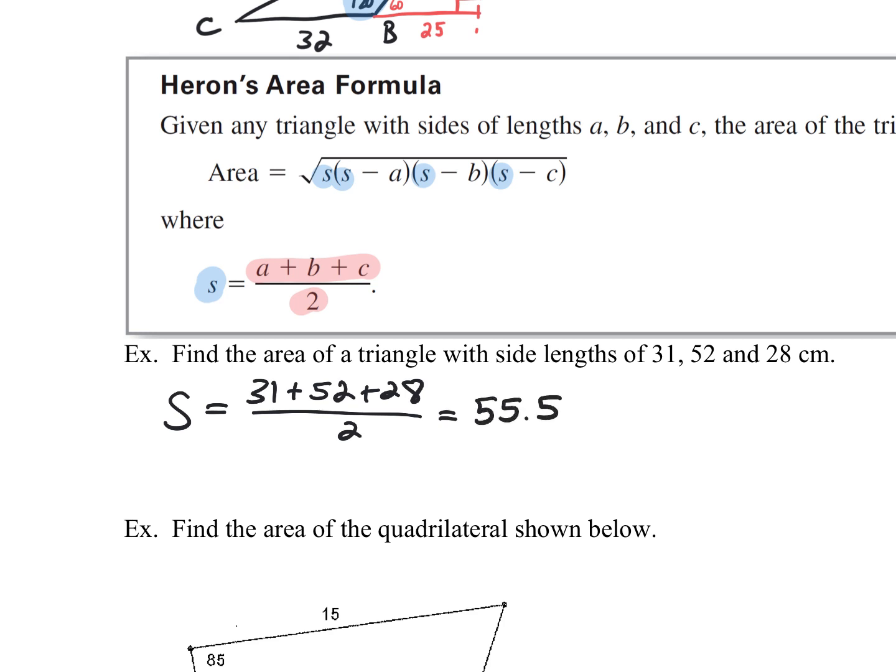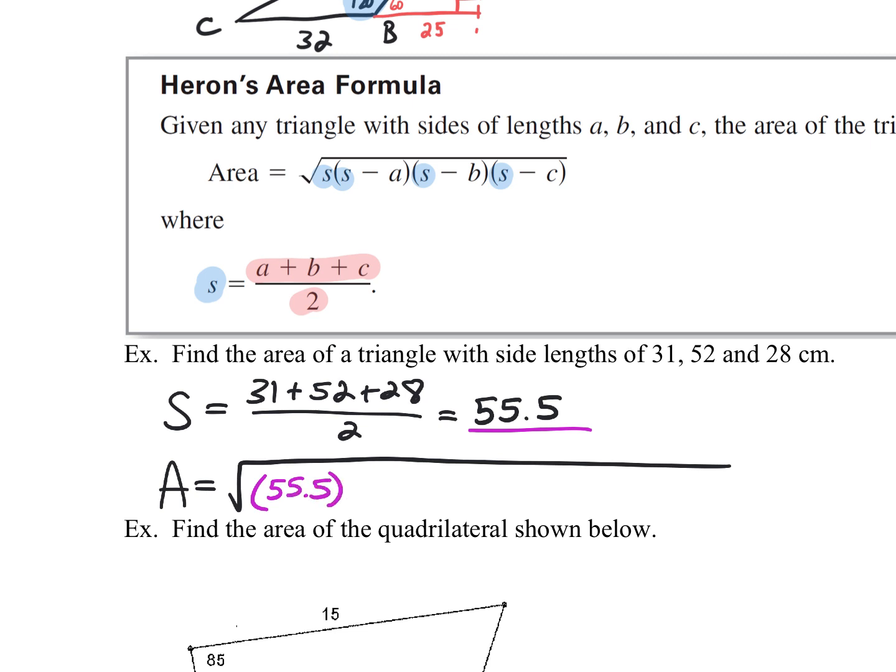My recommendation is to use the store function on your calculator. We can actually store this S value so that when I'm typing things in, I don't have to repeatedly type in the same number over and over. Well, what we are actually typing in our area, and we're going to write this all the way out just so we can see where everything's coming from. Our S value of 55.5. That gets multiplied times, I'm going to go in descending order from the largest side to the smallest side just to have some pattern here.